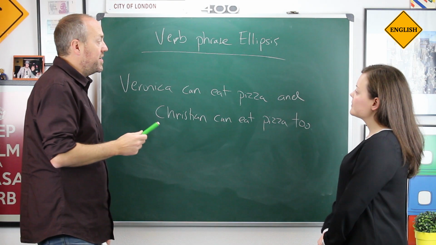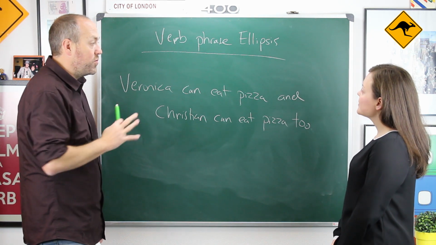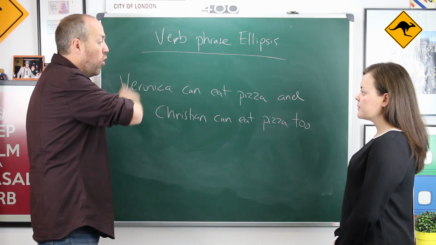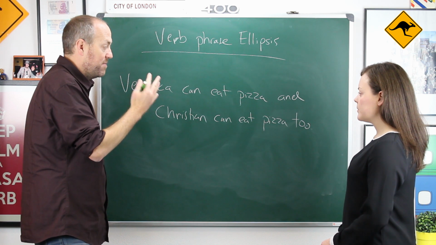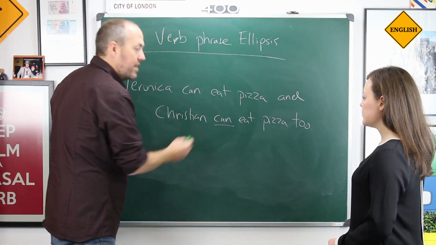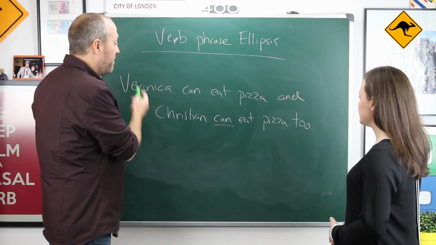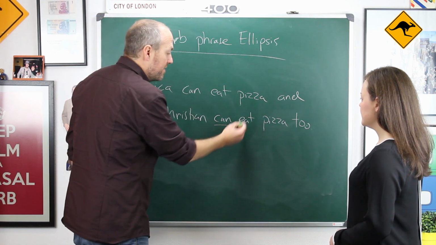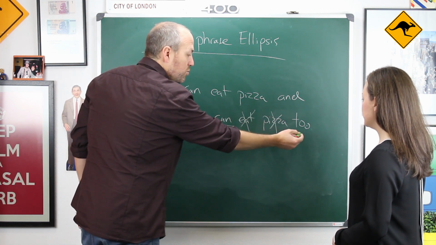So the next type is verb phrase ellipsis, okay? And the difference with this is that we don't delete all of the verbs, the auxiliaries and the adverbs. We leave the auxiliary, okay? So, Veronica can eat pizza and Christian can eat the same pizza, the same too.